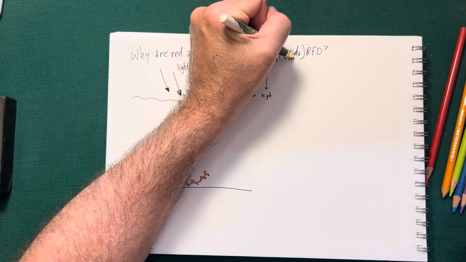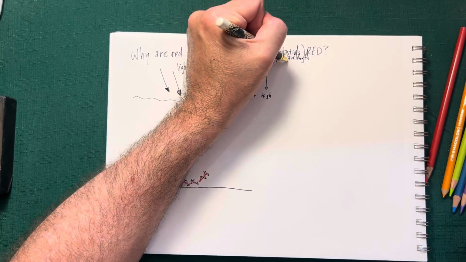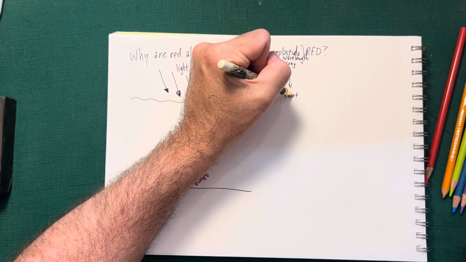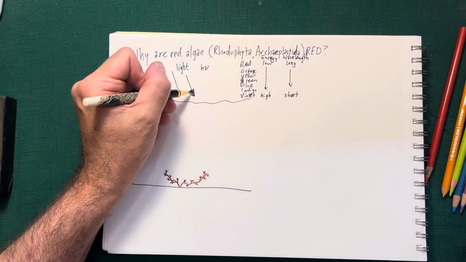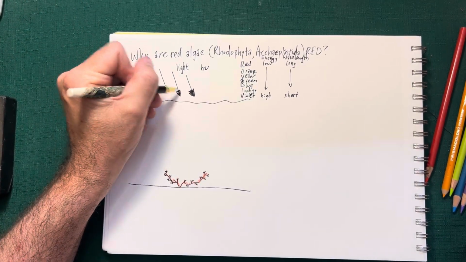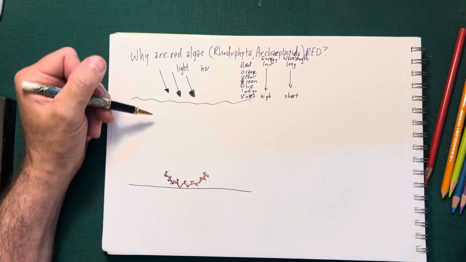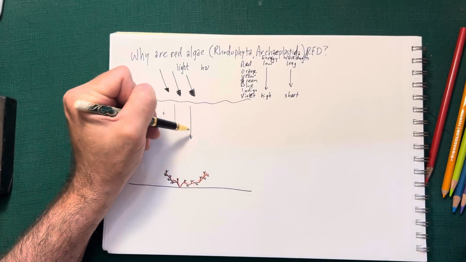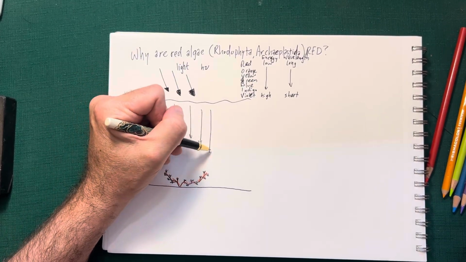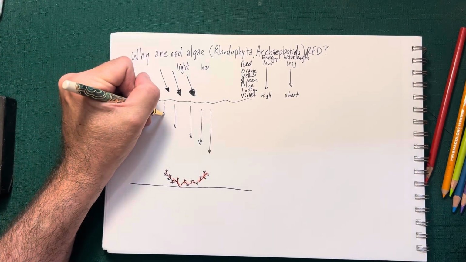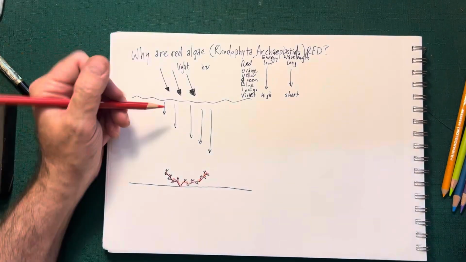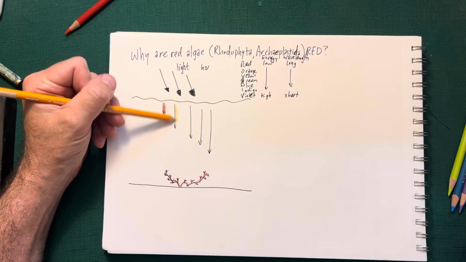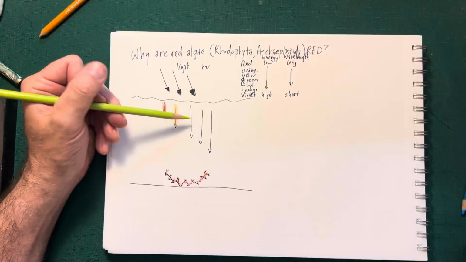And the wavelength is inversely correlated with that. So red light has long wavelength versus violet light, which has short wavelength. Okay, so what does that have to do with red algae? When light hits water, photons of light are going to travel through that medium, but water is a lot harder to get through than air. And because of that, those lower energy photons are going to be filtered out higher in the water column.